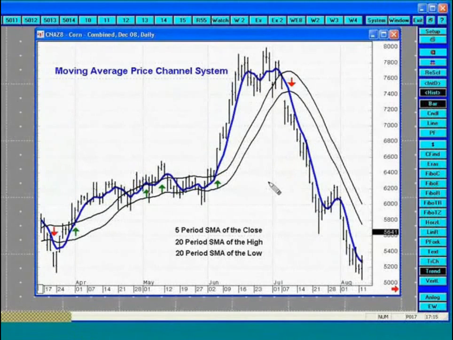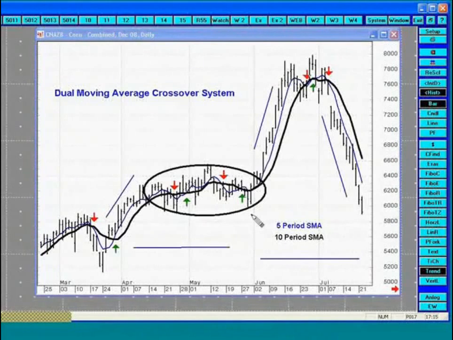So those are two popular ways to apply moving averages. Again, you can utilize a dual moving average crossover system, which is the most popular. And again, there's no magic setting, there's no magic number. For illustrative purposes only, I've utilized the numbers 5 and 10 just to give you a visual feel. It's whatever you feel comfortable with.